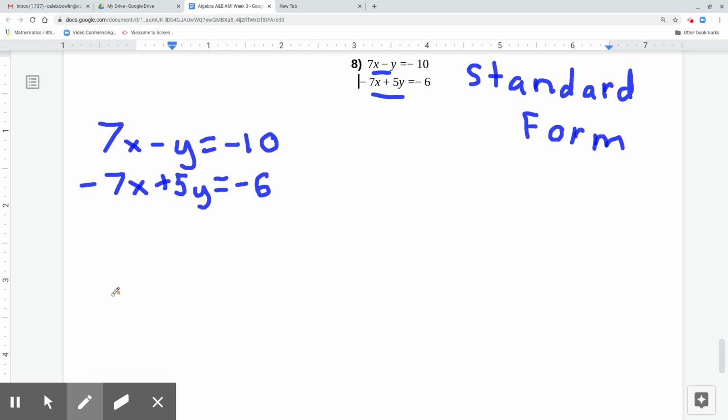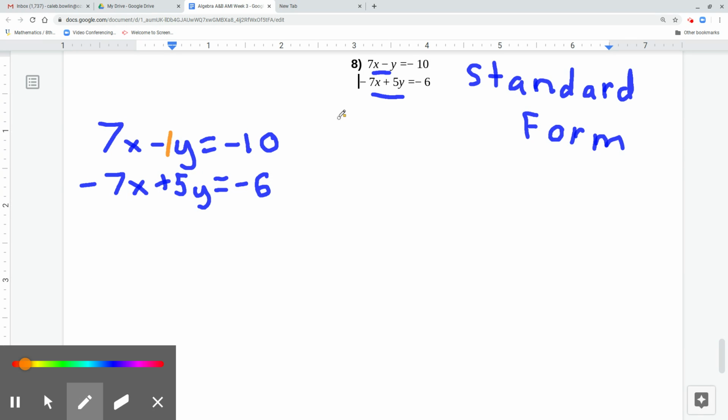Okay, so now we know we're going to use the elimination method since they're both in standard form. The next thing we need to do is see if there is a variable that has the same coefficients or opposite coefficients in our problem. As I'm looking, the y's do not match. That would be a negative 1 and a positive 5. But the x's have 7 and negative 7. I would call those opposite coefficients, and that's what we need in order to do the elimination method.